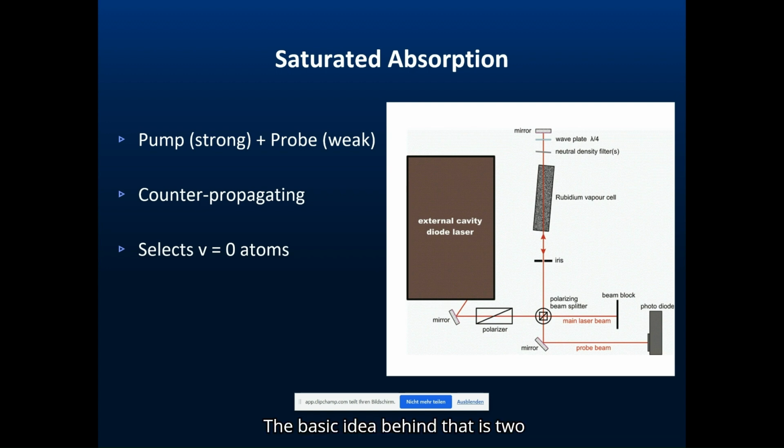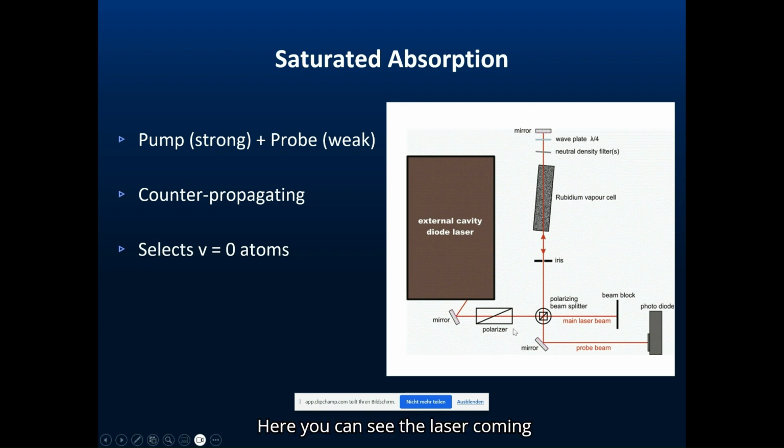The basic idea behind that is two counter-propagating beams. We send two beams from the same laser, because we need the exact same frequency, through the rubidium cell. One strong pump beam and one weak probe beam. The pump beam should be around 10 times stronger than the probe beam. The key point, the one that you need to understand and remember, is that they propagate in opposite directions along the same axis at exactly the same path.